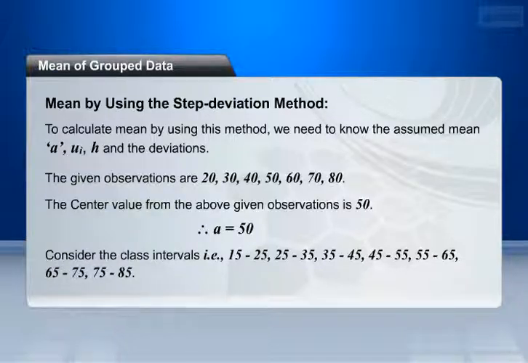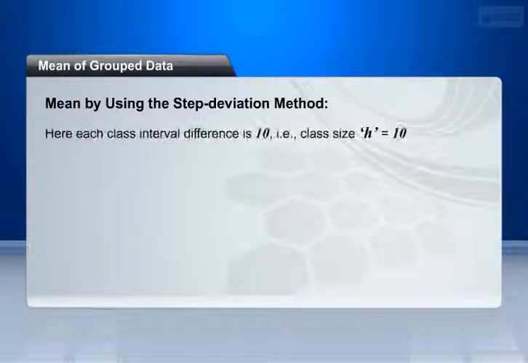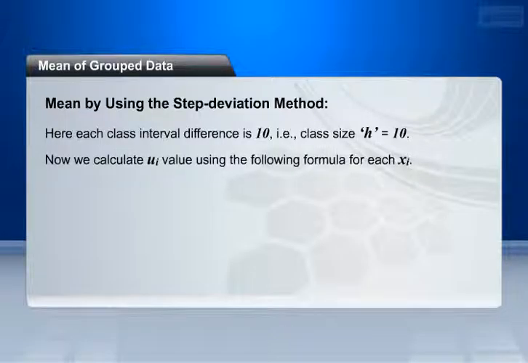Let us consider the class intervals. Percentage of female teachers are 15 to 25, 25 to 35, 35 to 45, 45 to 55, 55 to 65, 65 to 75, 75 to 85. Here, each class interval difference is 10, that is, the size of the class, or class size h, equals 10. Now, we calculate the ui value using the following formula for each xi: ui equals (xi minus A) by h.